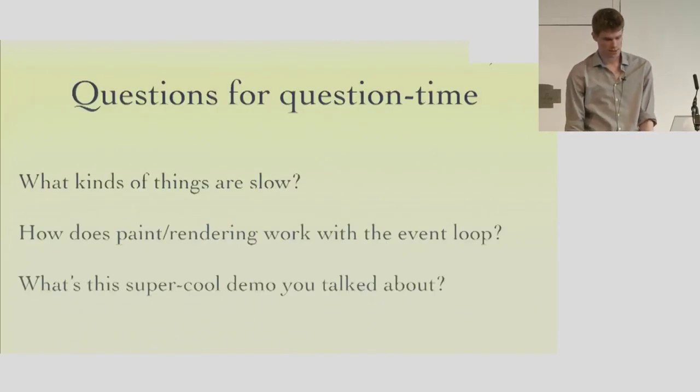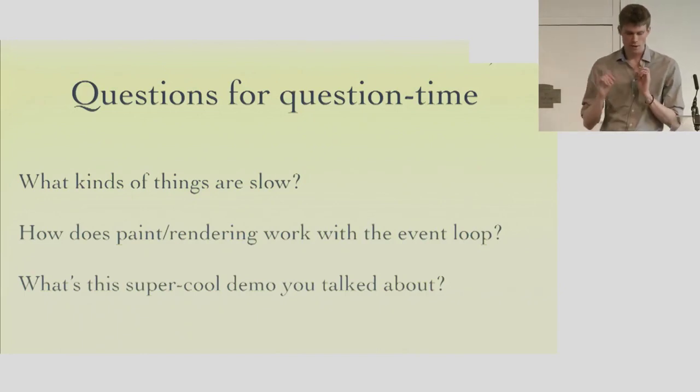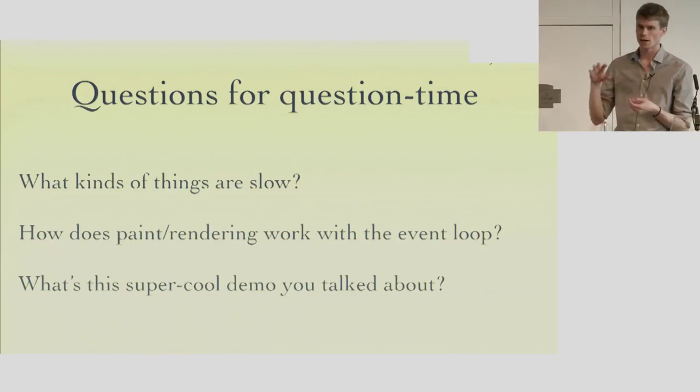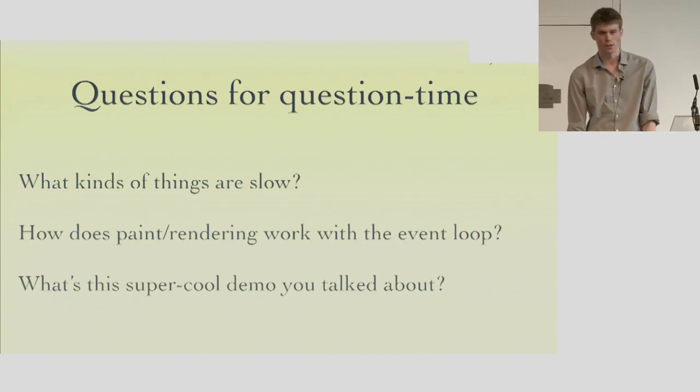OK, so I've got 2 minutes left. So for question time, which we're going to take through in the other room, there's obviously a heap of implications in terms of getting this model in your head and understanding how it actually interacts when you're writing code. So kind of the first question is, well, what kinds of things are slow? What things might I put onto the stack which are going to be slow? So there's things like rendering, layouts, that kind of stuff. And how does paint or rendering actually work with the event loops?